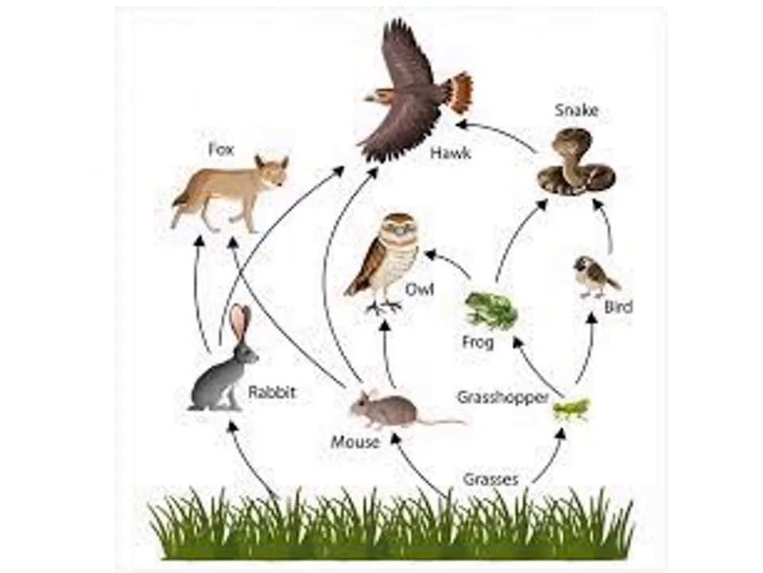A food web is similar to a food chain, but it is larger. Food webs show plants and animals are connected in many ways.